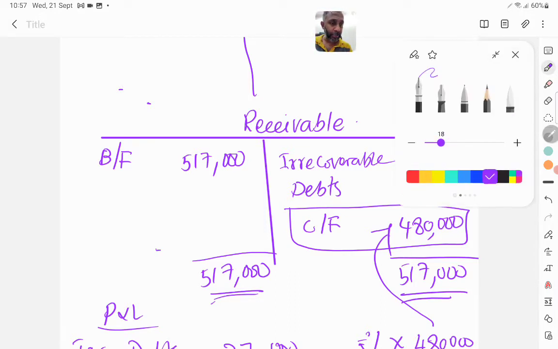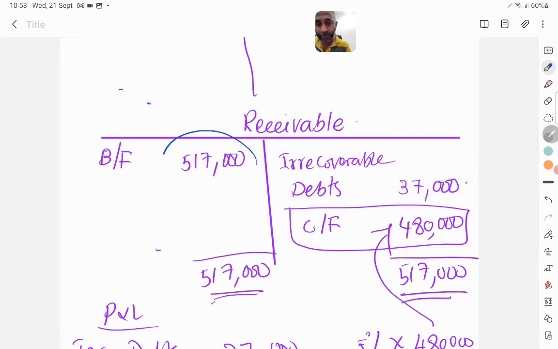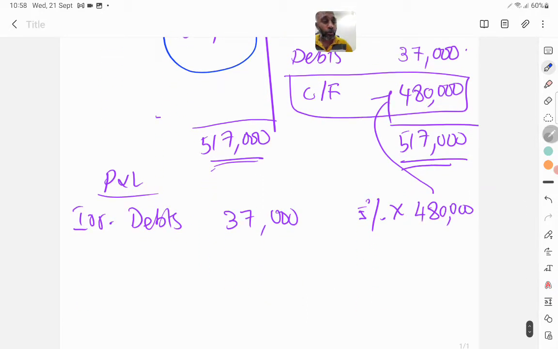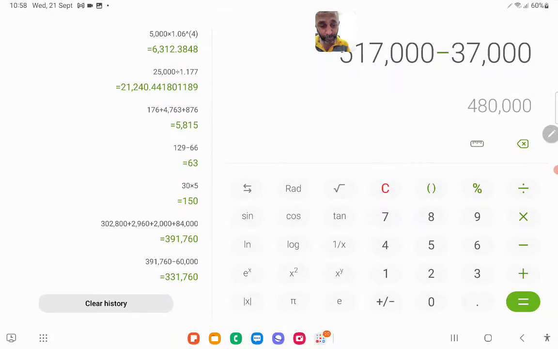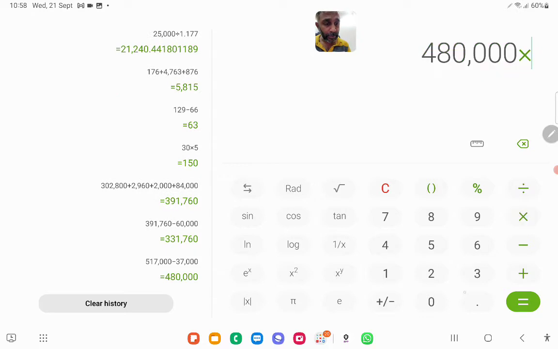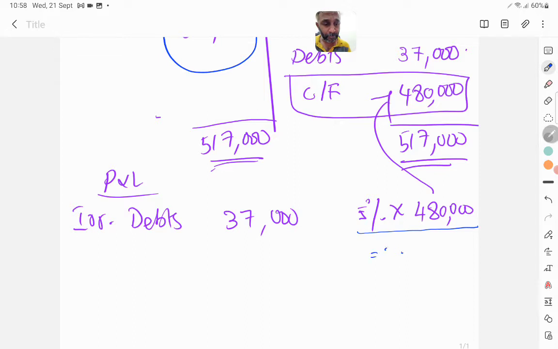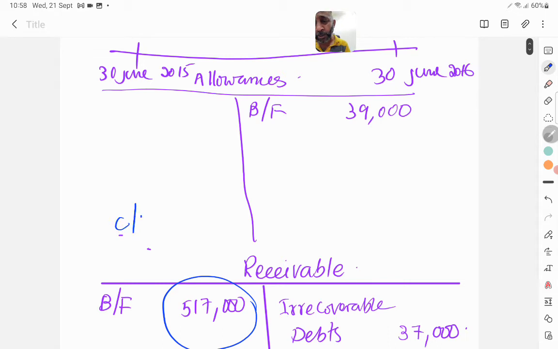Students need to be careful not to confuse this with taking the calculation from the other number. That number is the opening balance given, prior to adjusting the irrecoverable debts. To calculate the provision, we should always take the balance after any adjustments during the period. So 5% of 480,000 will be 24,000. So this 24,000 will be my closing balance.